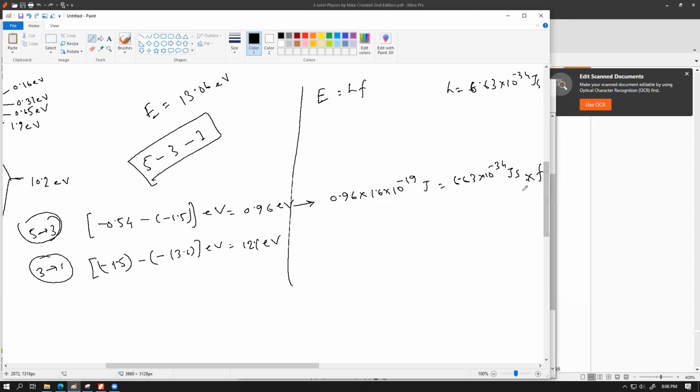From here you see the joules on both sides cancel out, and on the left side we're going to have second inverse, which is basically hertz. So if you do the division right now, how much frequency are we going to get? In standard form, 0.96 times 1.6 times 10 to the power... 2.32 times 10 to the power 14, sir.